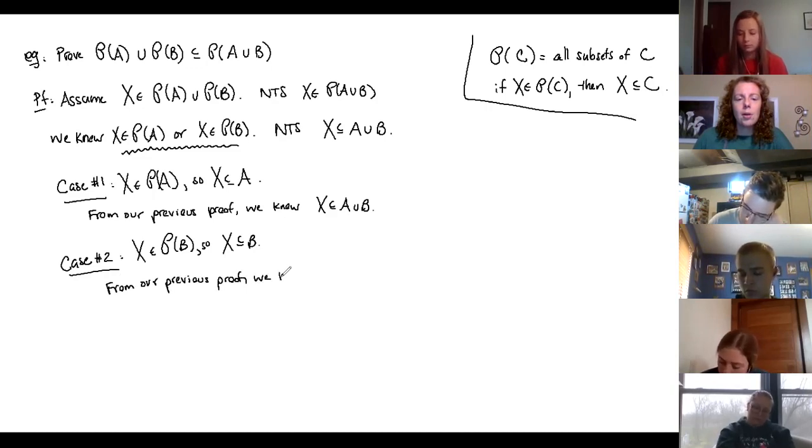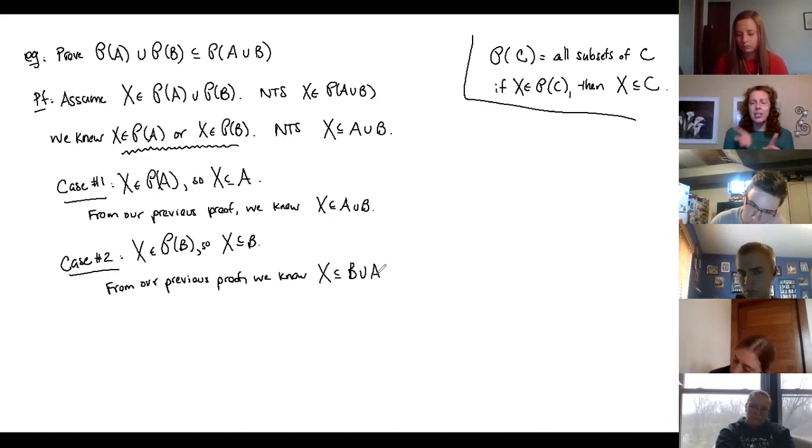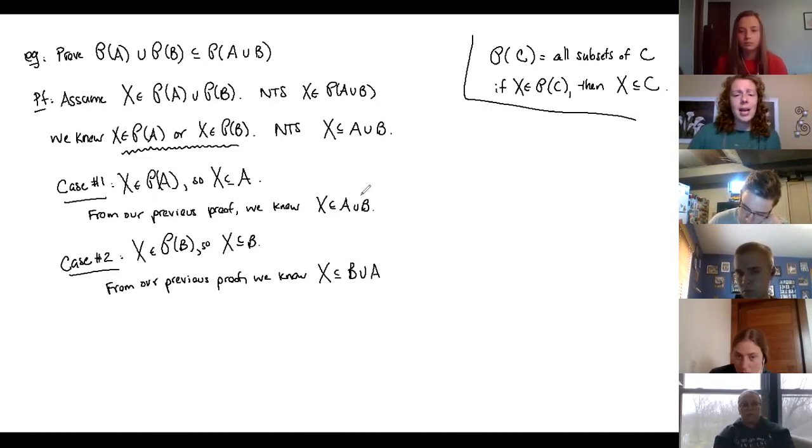We know that X is a subset of B union A. I can totally just switch all the letters around in the previous proof. I can be working with B's instead of A's. So we've just got the backwards direction going, but this I know is equal to A union B.